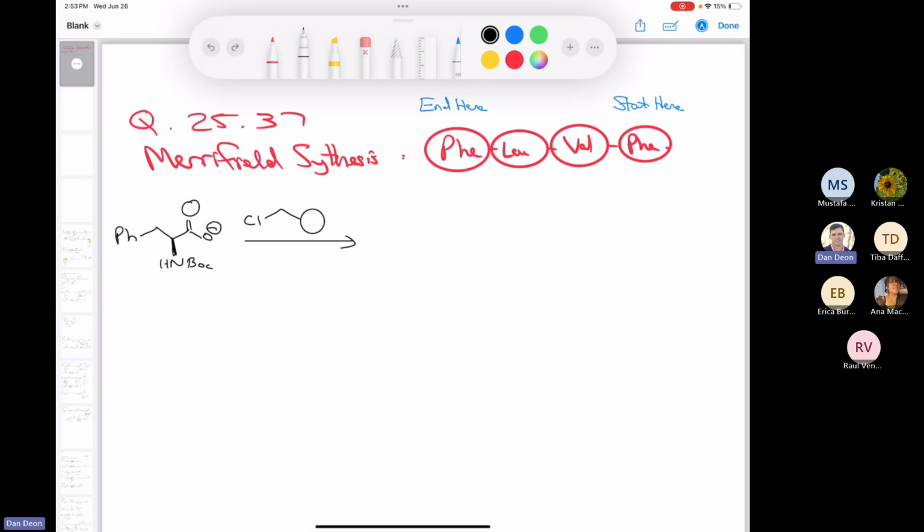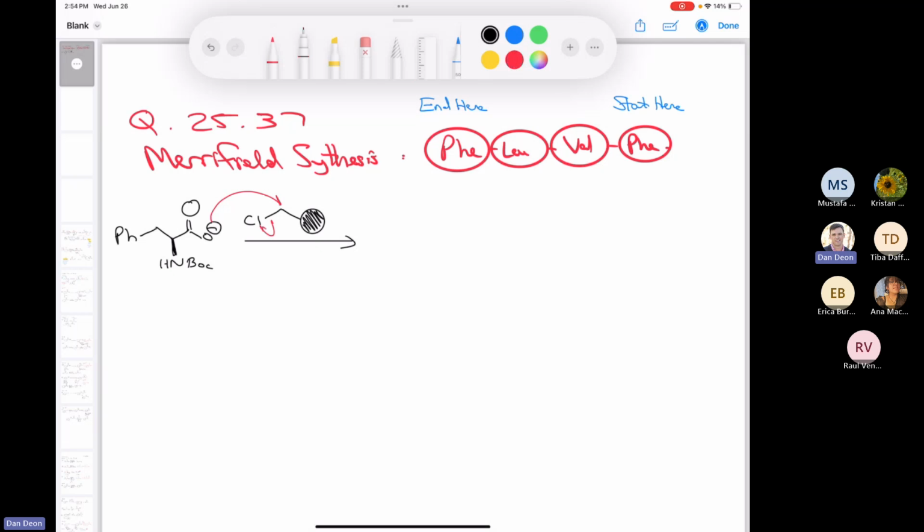Or sometimes people will actually write polymer in there. I don't like that. I just like shading it in, okay? Just shade it in like that and say that is the polymer, okay? So it's going to do the SN2 like this, and then it's going to be appended onto the polymer.